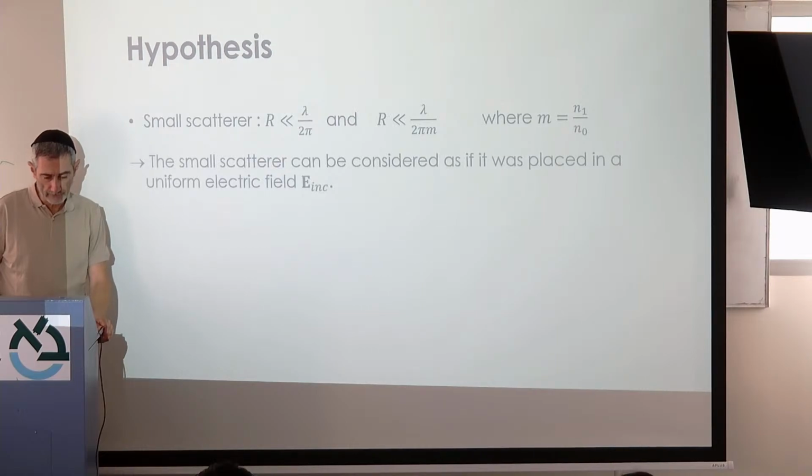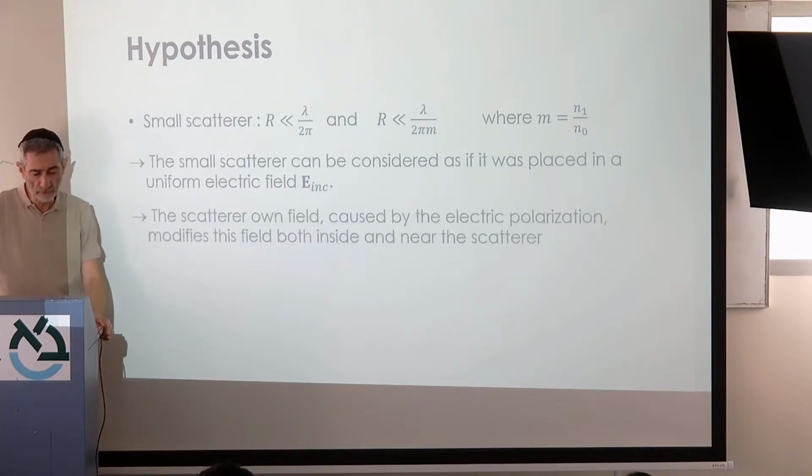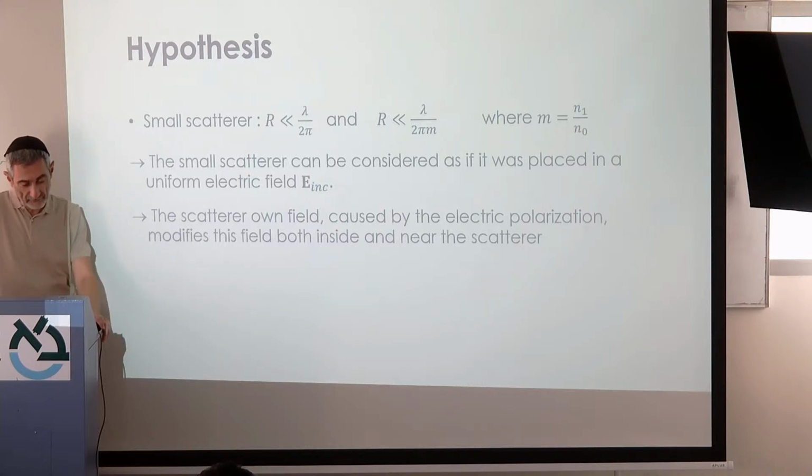Okay. So the small scatterer can be considered as if it was placed in a uniform incident electric field. The scatterer's own field, caused by the electric polarization, modifies the field both inside and near the scatterer. The field scattered by the object causes the electric polarization. So the field caused by the electric polarization will modify the field inside and outside the scatterer.